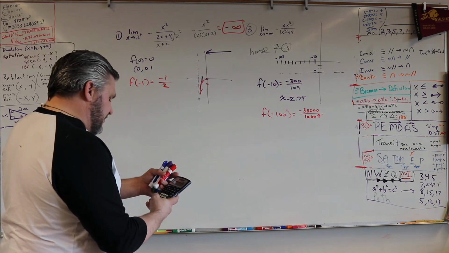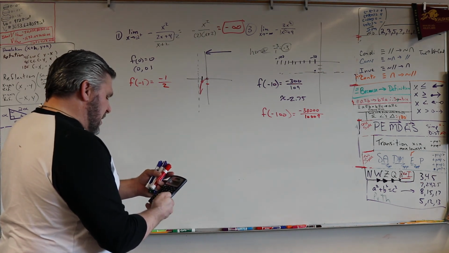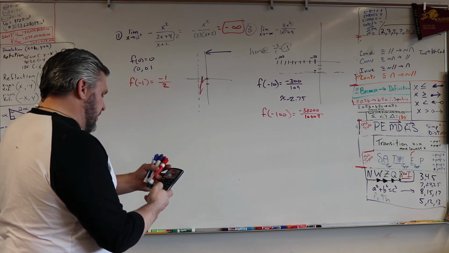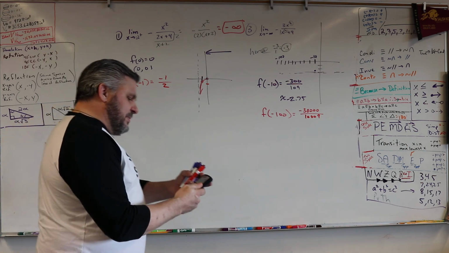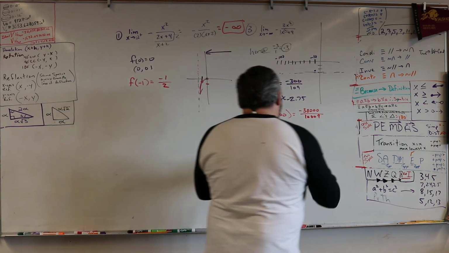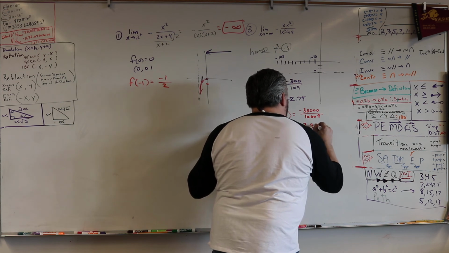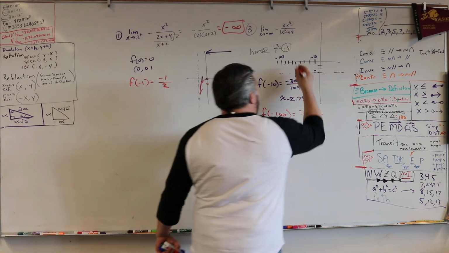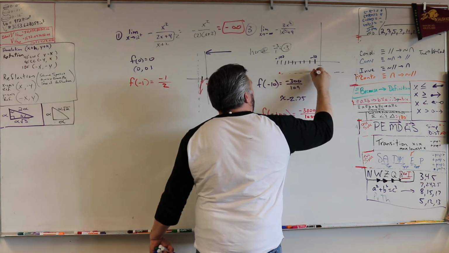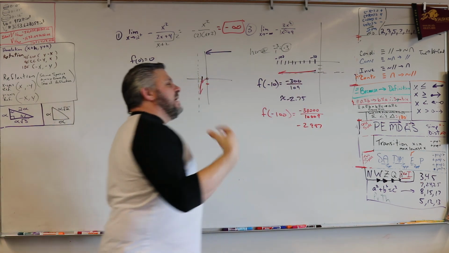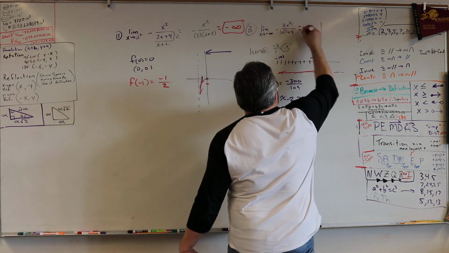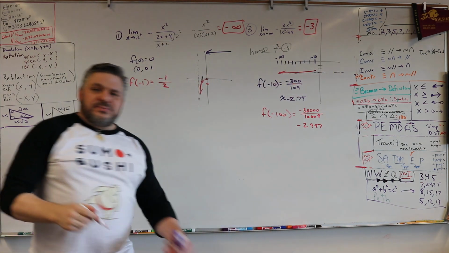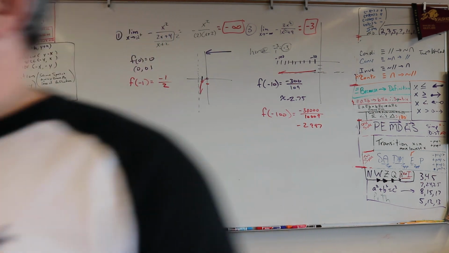So let's take -30,000 and divide it by 10,009. And we get -2.997. So it is getting closer to -3, right? So what's happening out here is it's just getting closer and closer and closer to -3. That means that our limit is -3 as x goes to negative infinity.